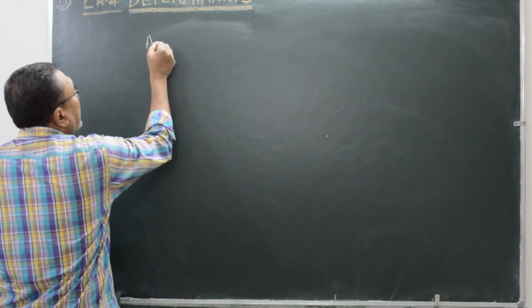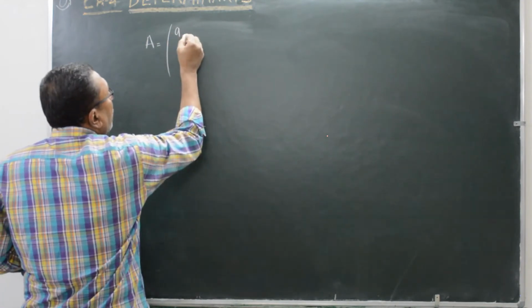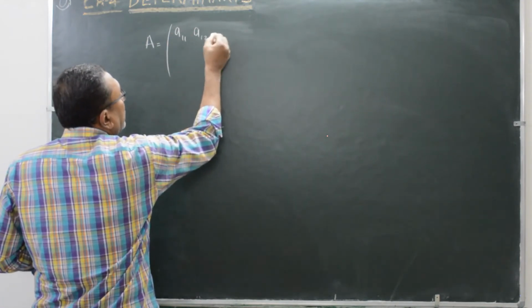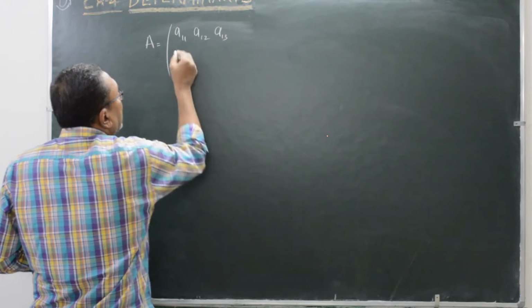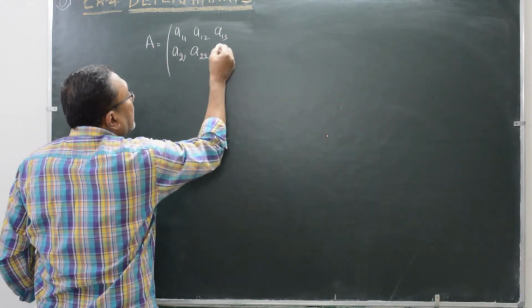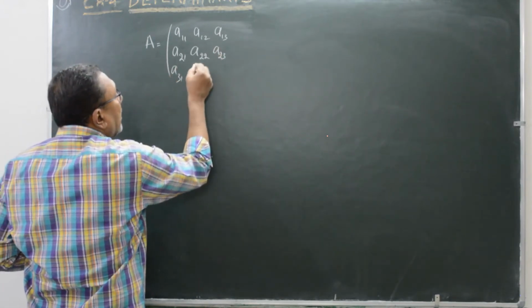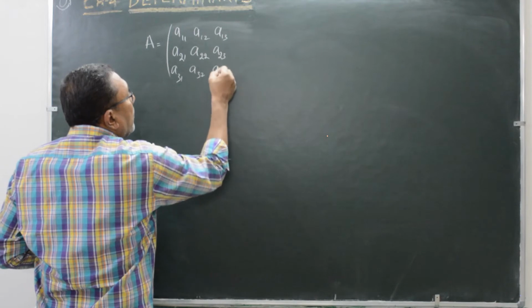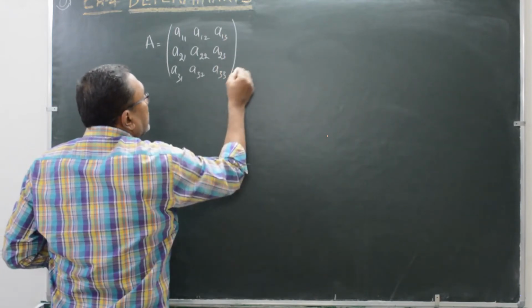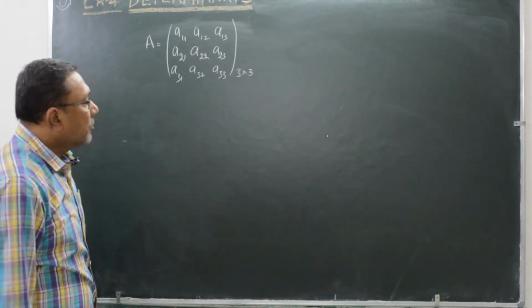Let us say we are given A is equal to A11, A12, A13, A21, A22, A23 and A31, A32, A33, which is of order 3 by 3, again a square matrix.